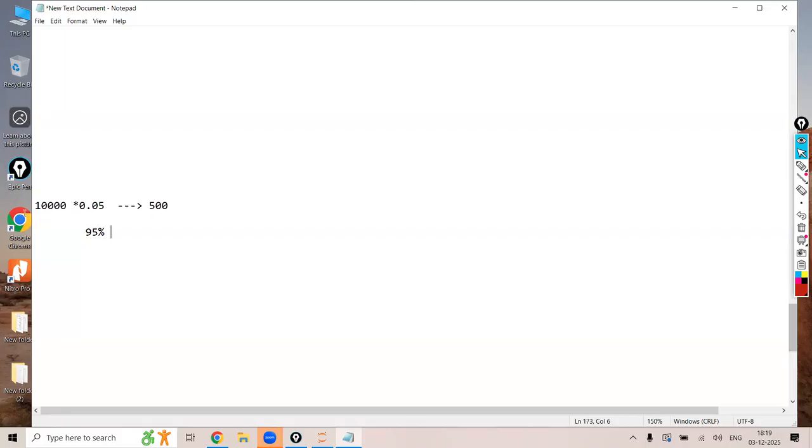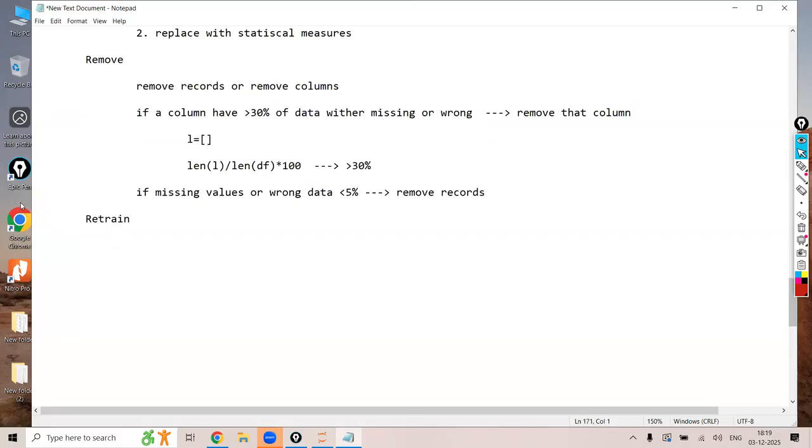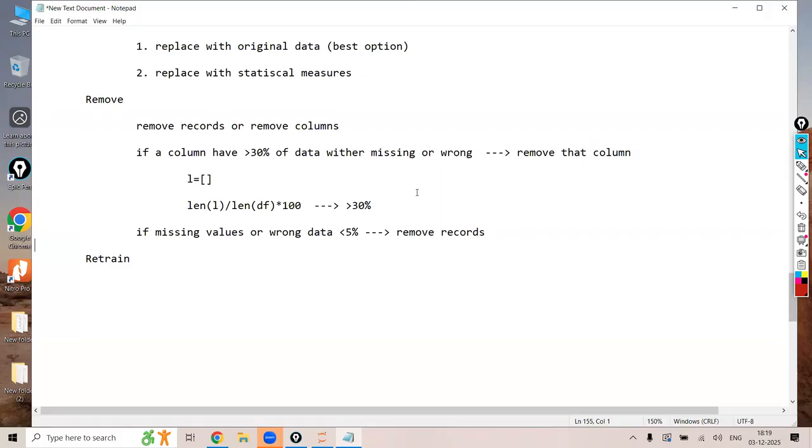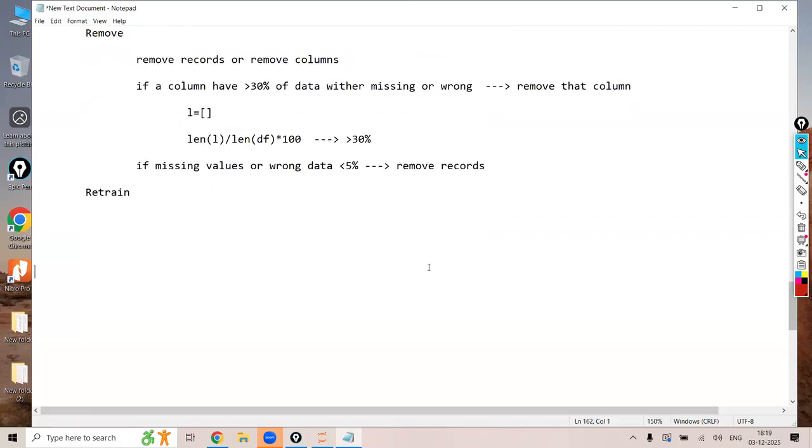Okay. So first, you have to make a note of this point: you have to observe how many missing values, how many wrong data are there in terms of percentage. First observe the percentage. After observing, divide with the total number of records. Always divide with the total. For example, 10,000 records, and 500 missing values are there in the entire data set.